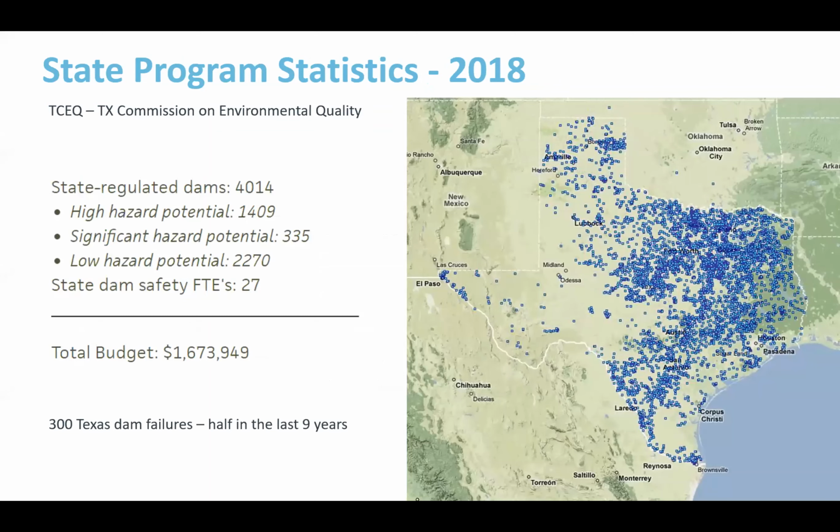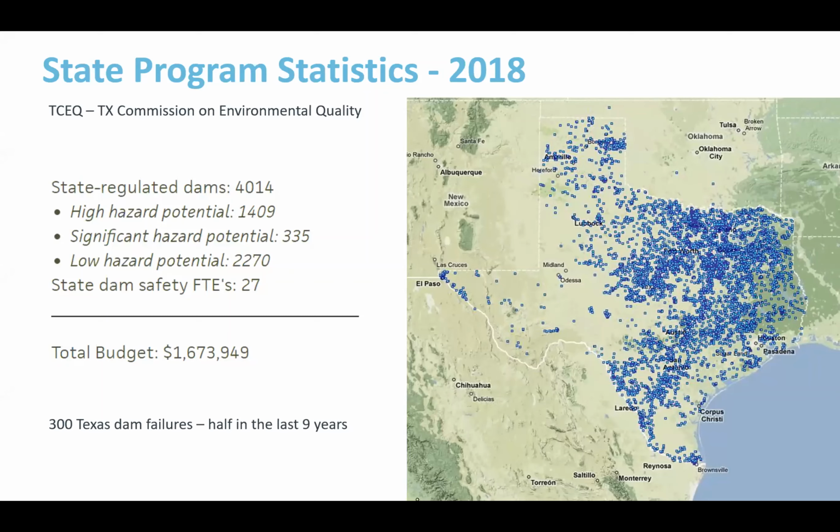So let's focus the attention on Texas. So this is the state program statistics. This is 2018. Much of the tracking and program management for dams in the state falls under the purview of the TCEQ, which is the Texas Commission on Environmental Quality. This is their map showing all the different dams and their locations within the state.